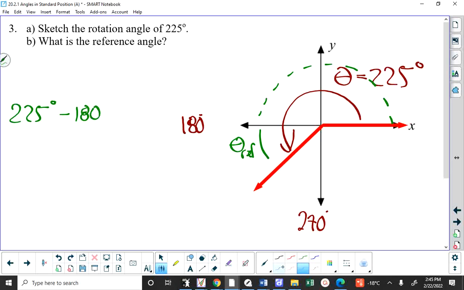And I know that some of these numbers are fairly obvious looking at the diagram, but they're not always going to be nice numbers. It's 45 degrees is the reference angle. In quadrant 3, the reference angle is the rotation angle minus 180.